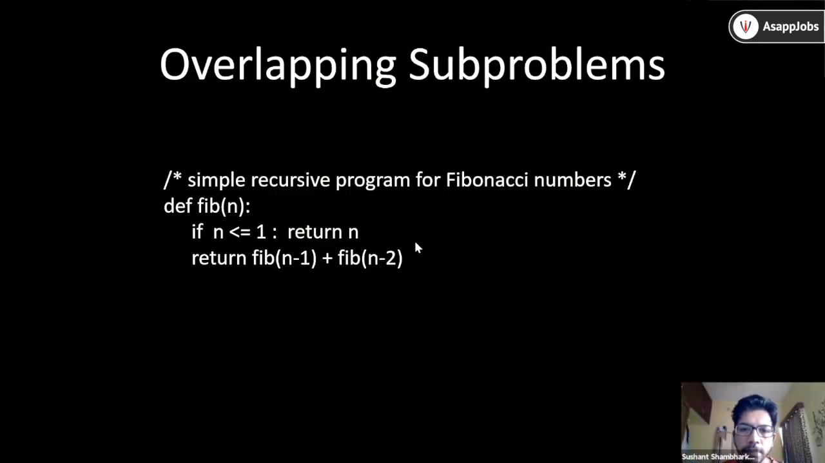So this is a simple recursive program for Fibonacci sequence. You can see here that I have defined a function, and this function takes a number. In the first statement, you see a base condition that if the n goes below 1, you return n. And for any other number, you just make a recursive call. So I'll explain what is overlapping subproblems here.